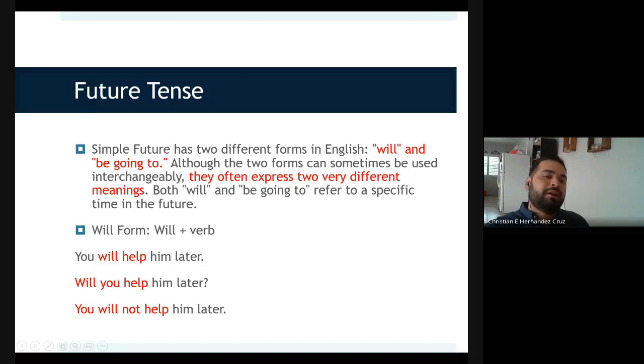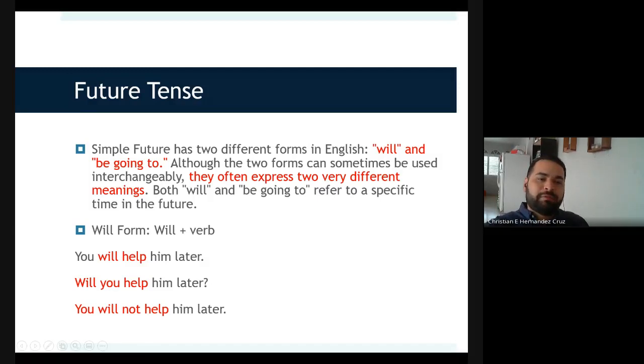Remember that be is the be verb. It's not exactly simply just be. You know, you have to conjugate that be into different forms. We'll see that in just a moment. Although the two forms can sometimes be used interchangeably, they often express two very different meanings. Both will and be going to refer to a specific time in the future. Basically, this is context based. Depending on how certain you are that something is going to happen, is when you use will or be going to. We're going to see that in just a second as well.